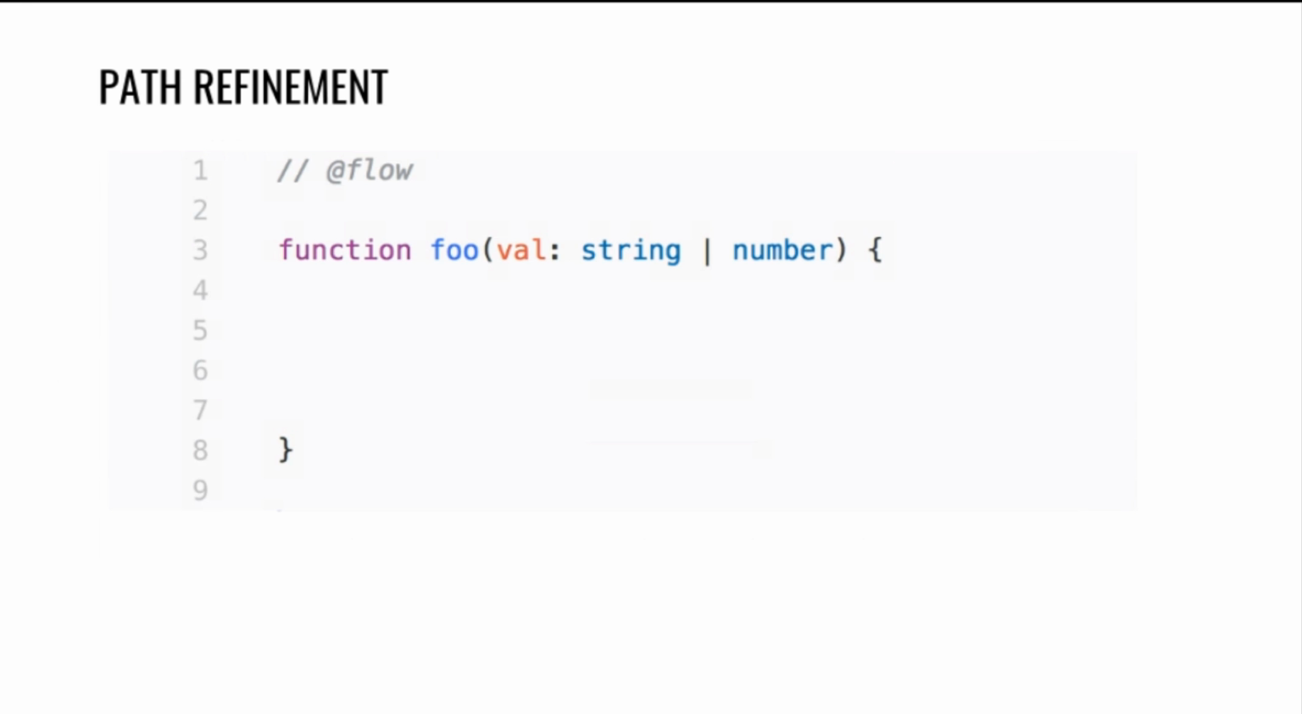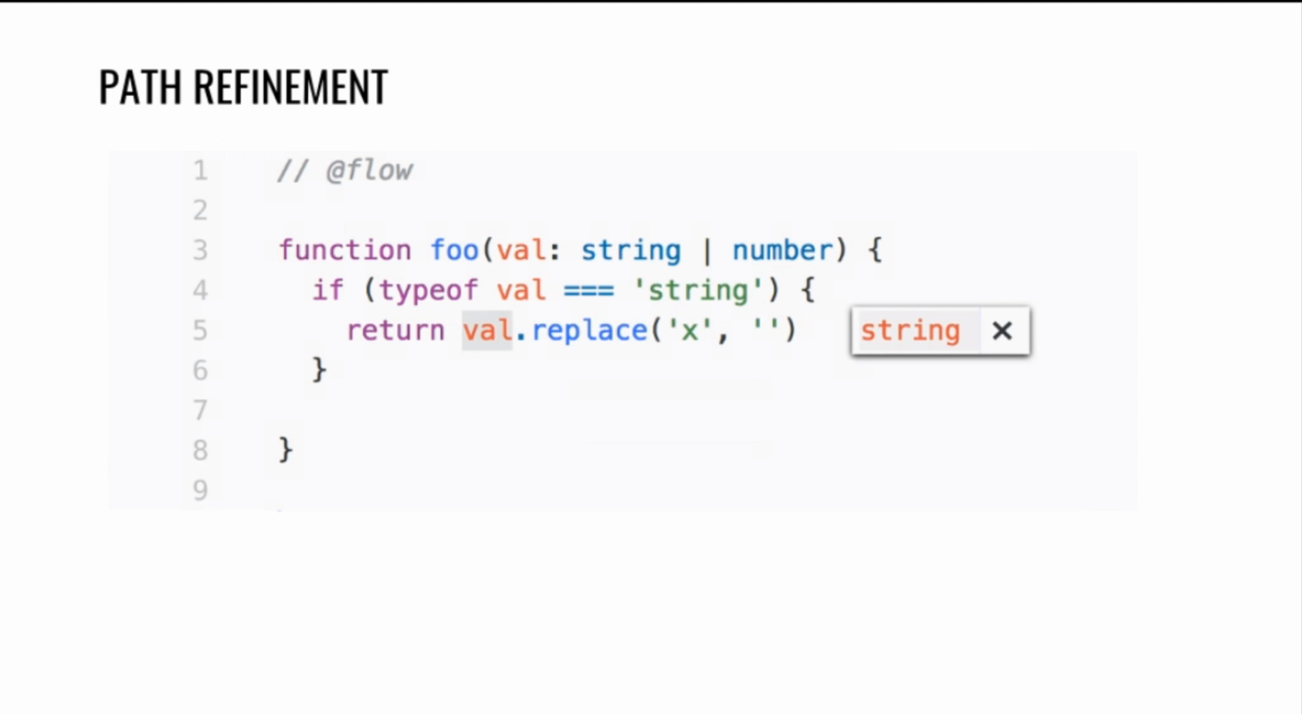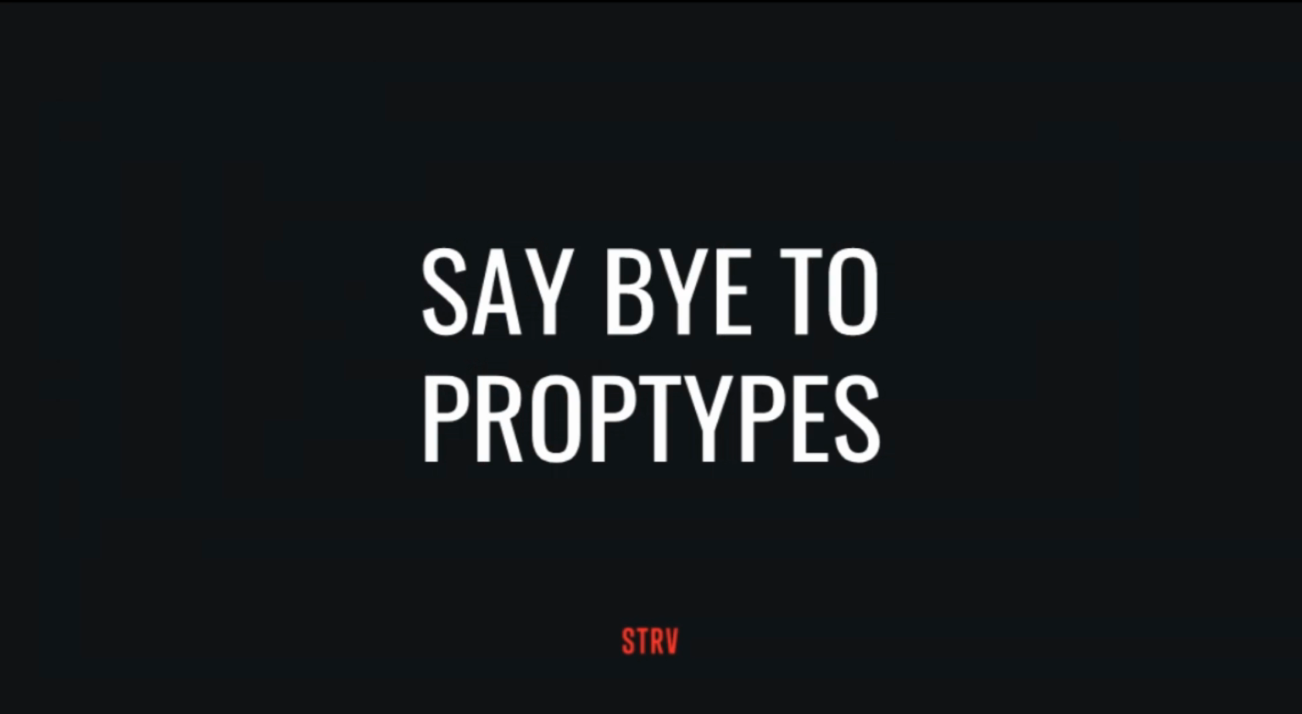Otherwise, Flow will complain. So if you see here, I'm putting an if statement, and I'm checking if val is a string. And inside the block contained in the if, Flow knows that val is a string, and I can safely use, for example, replace or whatever makes sense for strings. And the other thing that we have left is just that it could be a number. So because we're returning in the if, it knows that the type of the value will be a number in the other branch. In this case, we can multiply val by 5, and it makes sense.